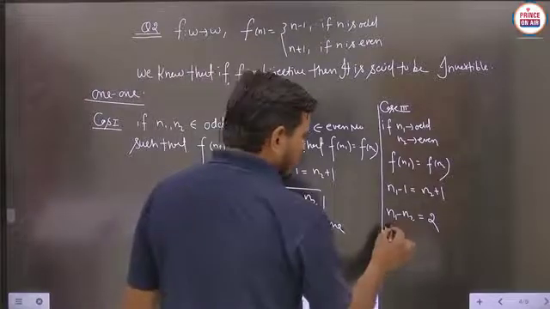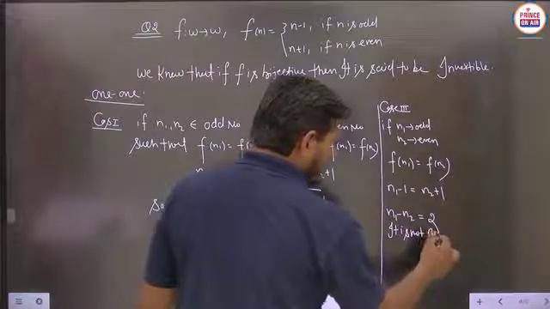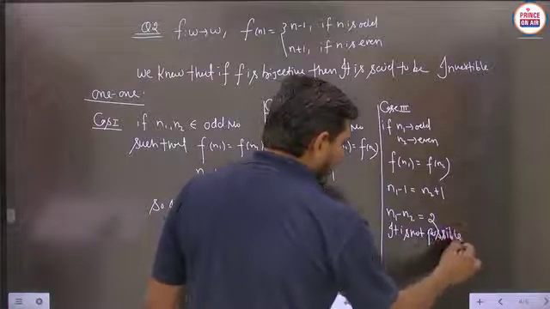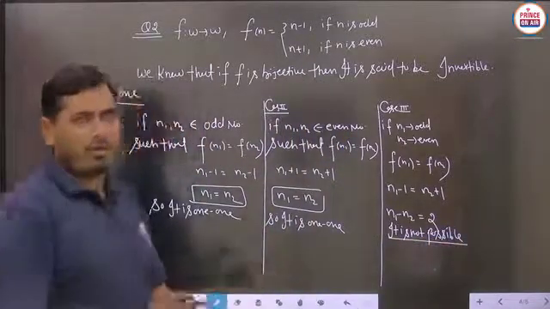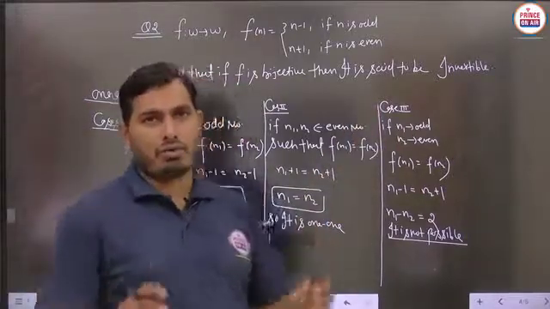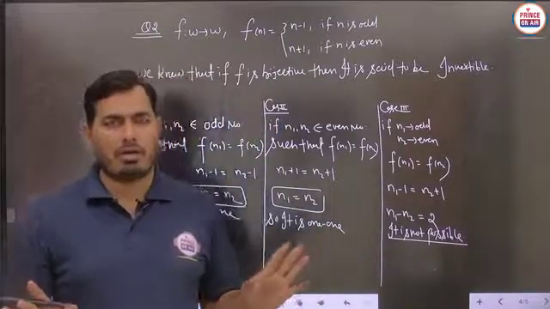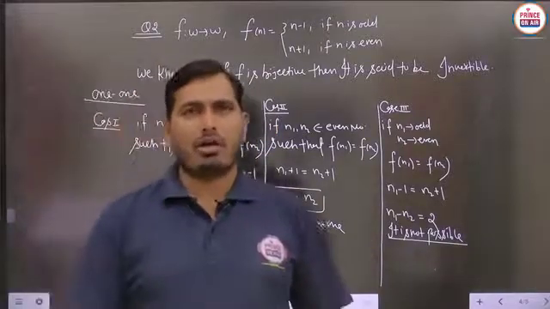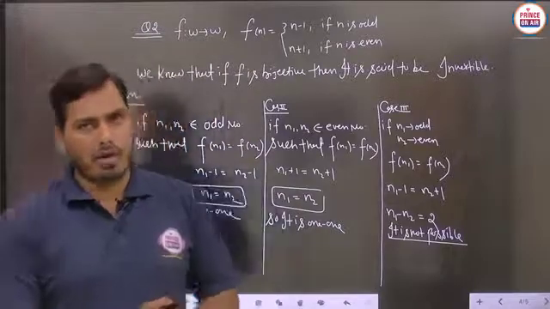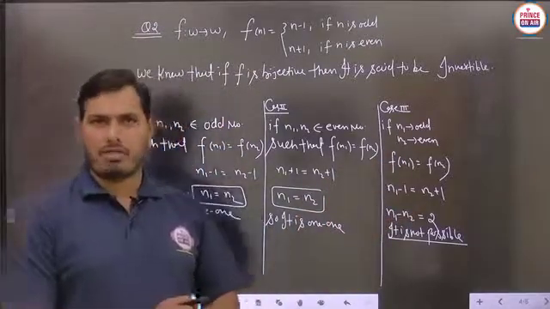It is not possible for any n1 and n2 as odd and even, which means this case is not possible. And if any case is not possible, then we will not check for n1 and n2, and directly the function is said to be one-one. So in this case, we are obtaining the result n1 minus n2 equals 2.